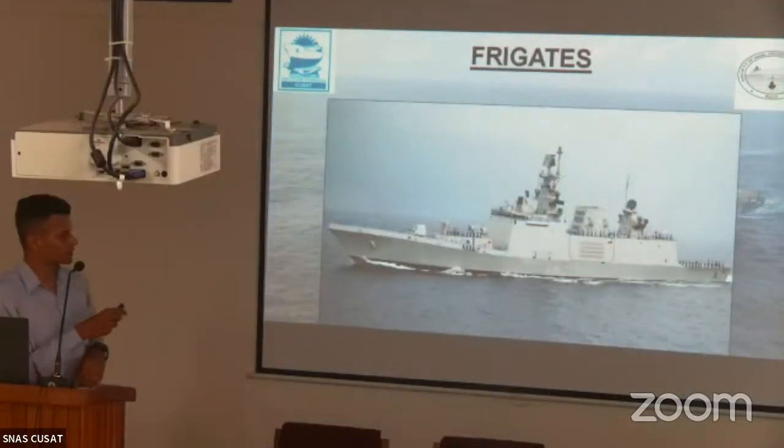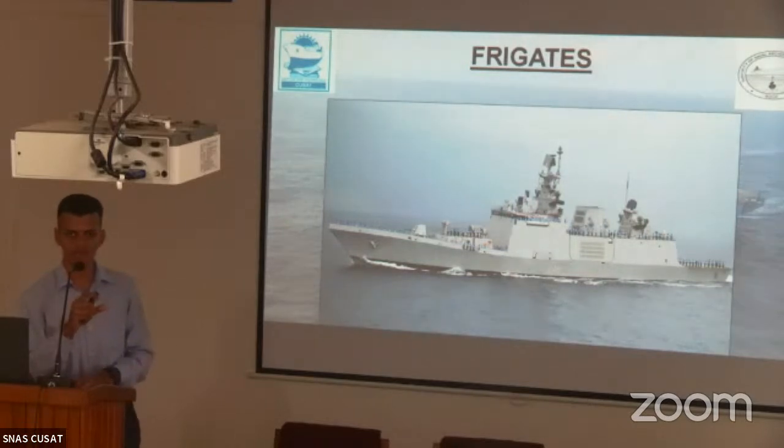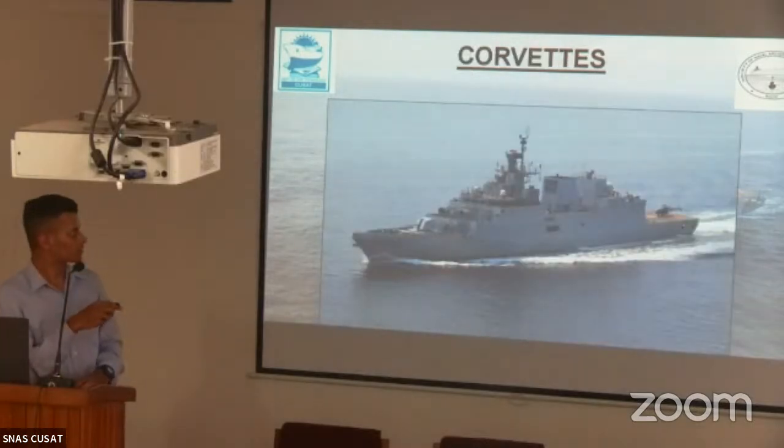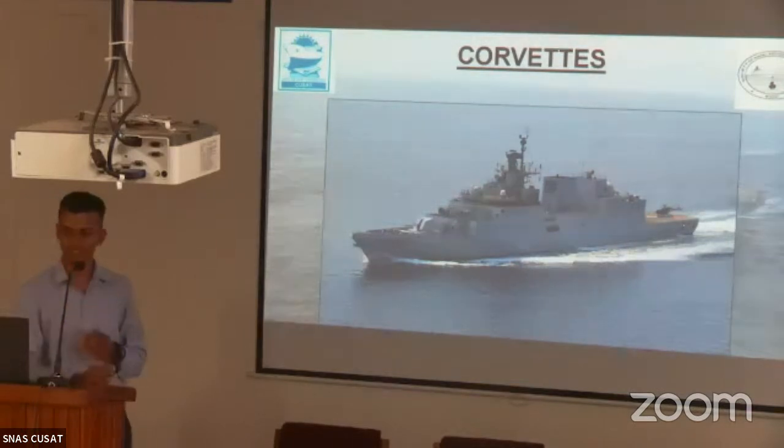Now, frigates are very much similar to destroyers, but their size is a little bit smaller than that of destroyers. So frigates also have weapon systems which can act in all three domains of war. Next up is corvettes. Corvettes are, again, smaller than frigates. Corvettes are designated a specific role in any one of the three domains.